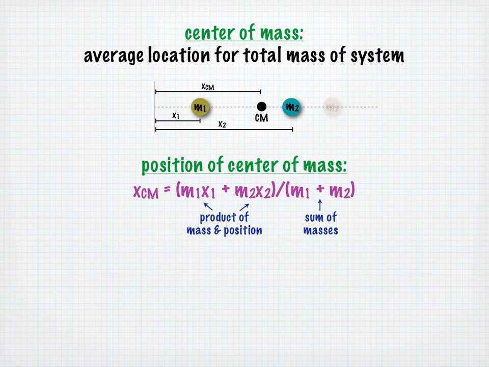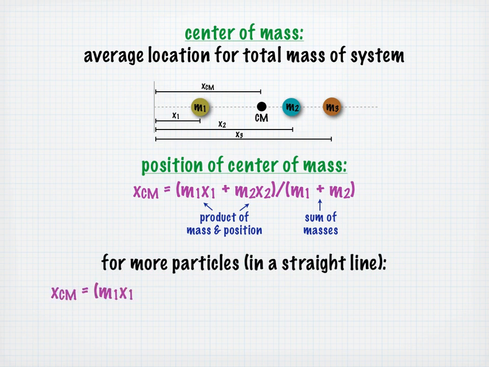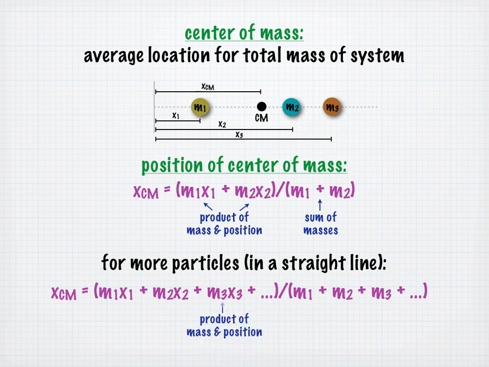If you add more objects to a system along the same line that connects the first two objects, you just include similar terms in the equation for the position of the center of mass. Include the product of the mass and position of the third object in the sum in the numerator, and include the mass of the third object in the sum in the denominator.